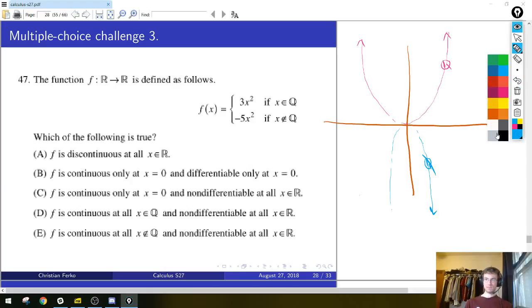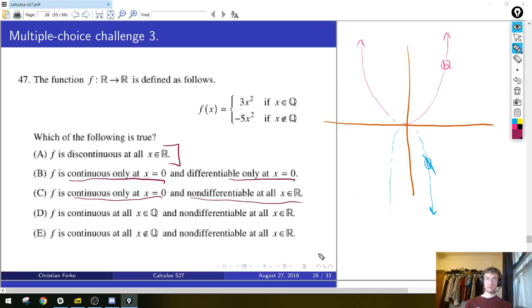Okay, so now here's the question. Which of the following is true? Is f discontinuous everywhere? Is it continuous at 0 and differentiable at 0? Is it continuous at 0 and not differentiable anywhere? Or is it continuous at rational points and not differentiable everywhere? Or is it continuous at irrational points and not differentiable anywhere? So basically all we have to do is decide where it is continuous and where it is differentiable, and then we'll know which of these choices it is.